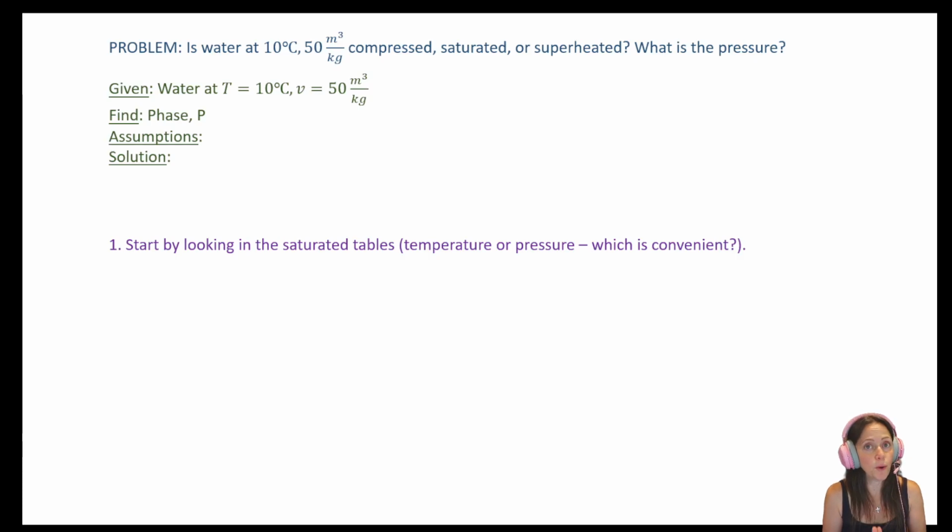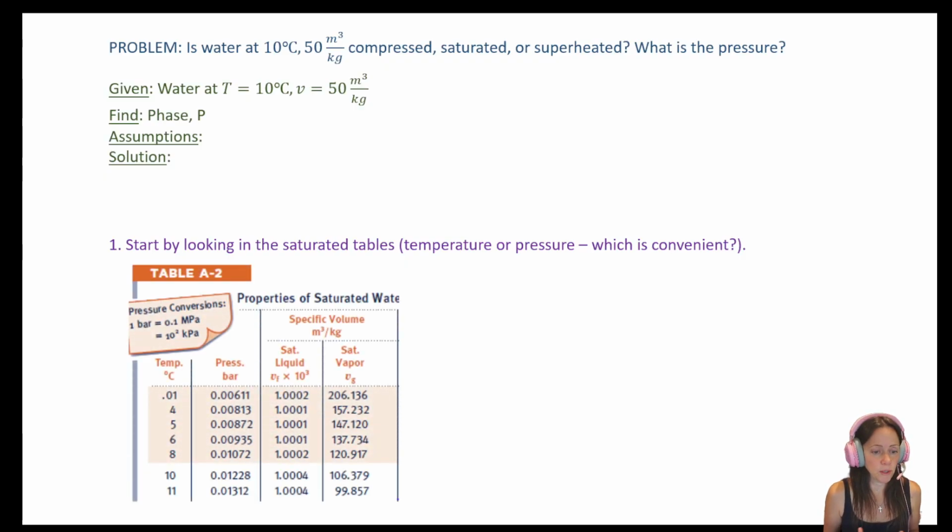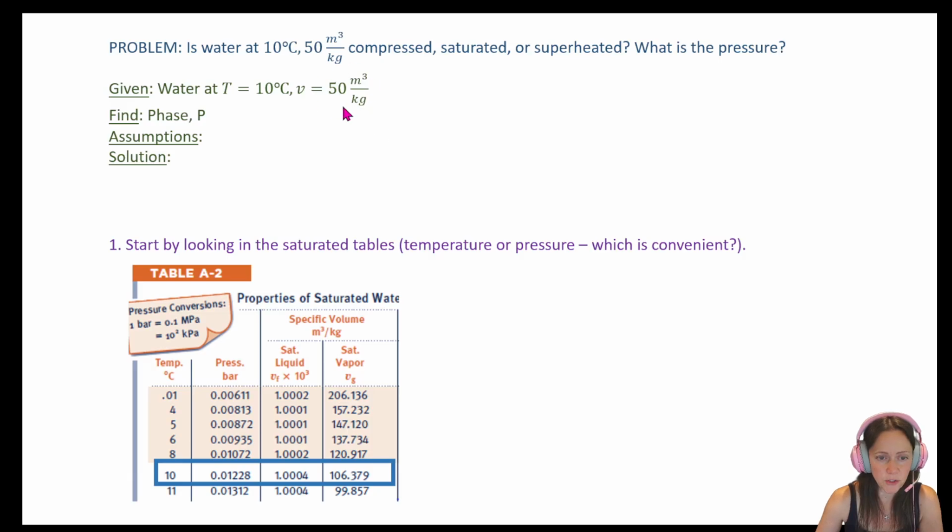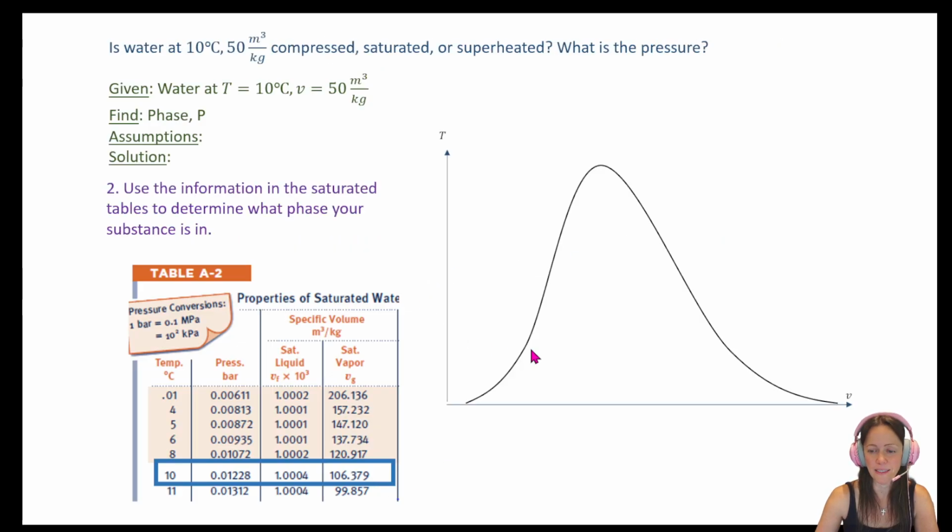Great. I need to figure out the phase and the pressure. So first thing I'm going to do, I'm going to start by looking in those saturated tables, not because I'm assuming that it's saturated, but because I'm going to use the information there to figure out what phase I'm in. Let's look at the one that is organized by temperature, because I'm starting with temperature. At 10 degrees Celsius, let's look at that specific volume. It sure looks like it's between V sub F and V sub G, which would indicate that it's saturated by my rules. But let's look at a T-v diagram to prove to ourselves that is the case, okay?